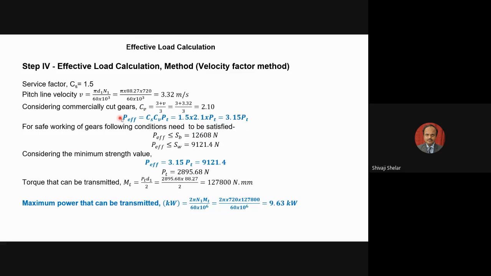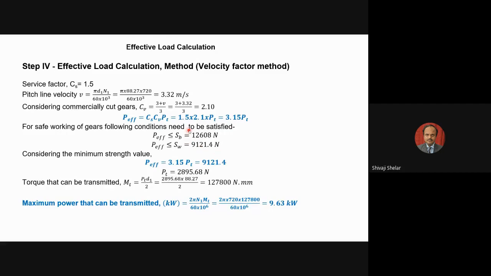Now, for safe working of gears, both conditions need to be satisfied. What is the first condition? P effective should be less than SB. If you take the SB value as 12608 Newton, my effective load should be less than 12608 for safe working. Another condition is that P effective should be less than SW, that is, less than your wear strength. The wear strength we have calculated is 9121.4 Newton.